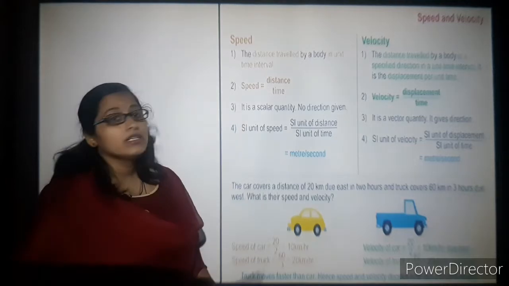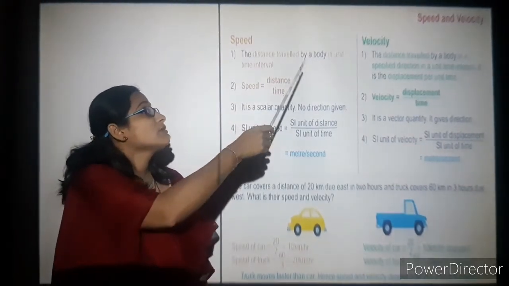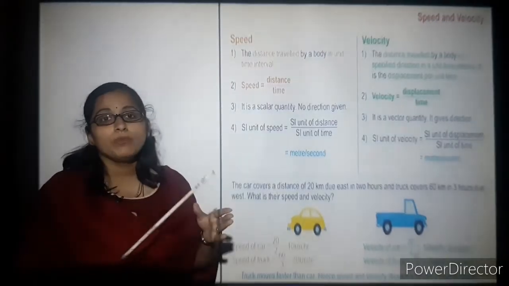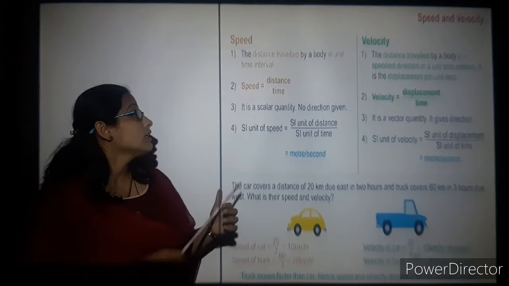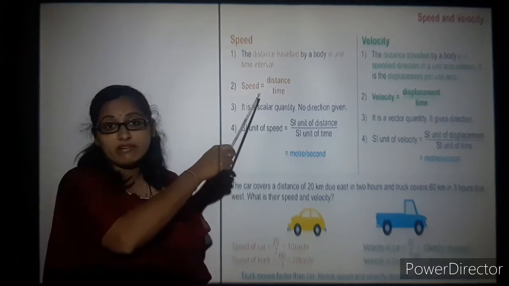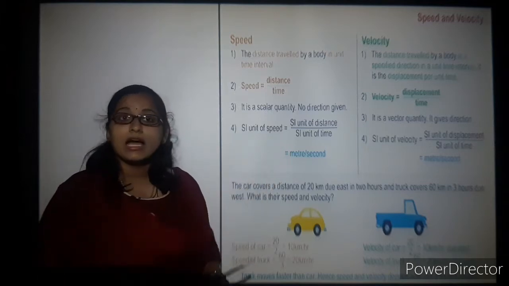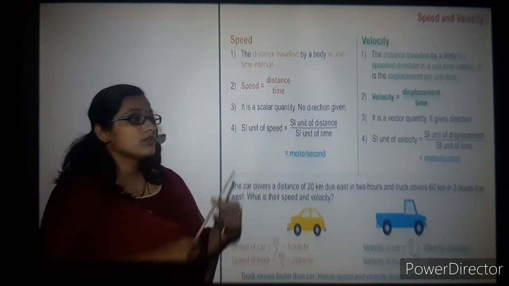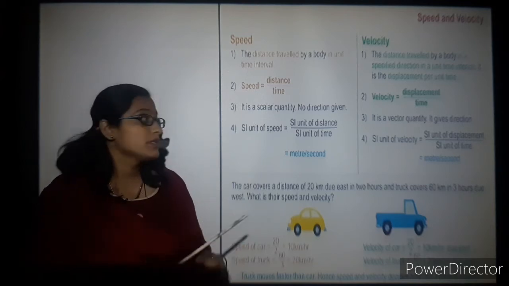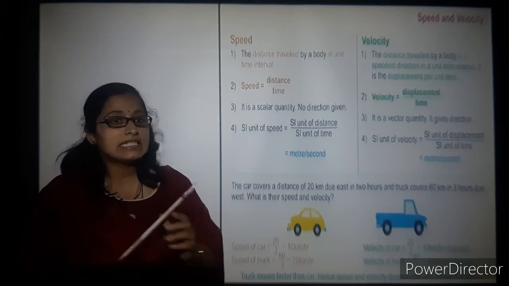So what is speed? We all know already that it is the distance travelled by a body in a particular unit interval of time, and speed is distance travelled by time taken. It is a scalar quantity and it doesn't have a direction. So what is the SI unit of speed? The SI unit of speed is distance by time, that is meter per second.